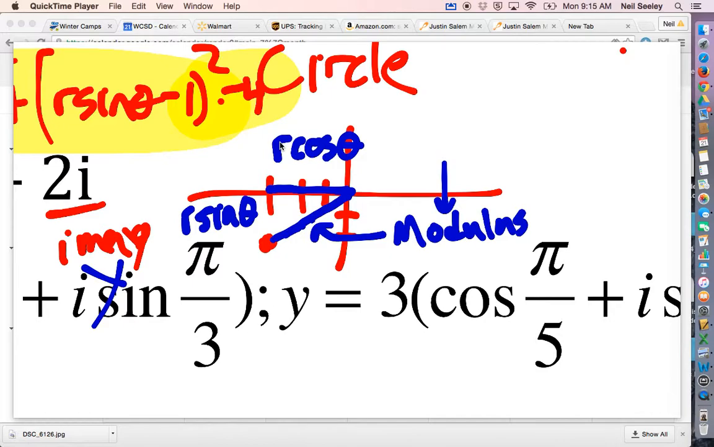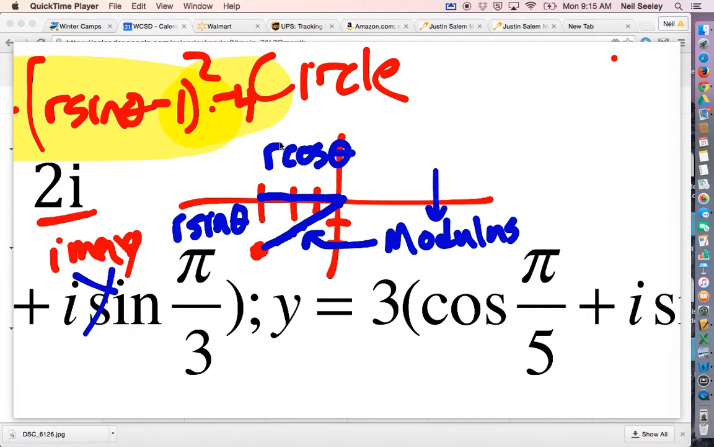So that's 9 and 4. So we're looking at the square root of 13 as our modulus. I'm squaring the 3 and squaring the 2, then adding them and taking the square root of that. So now that's our modulus.